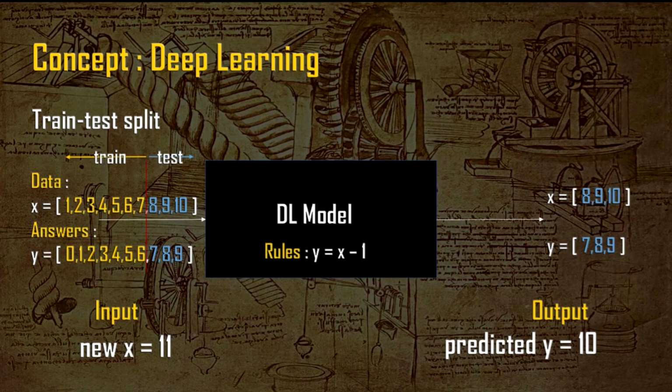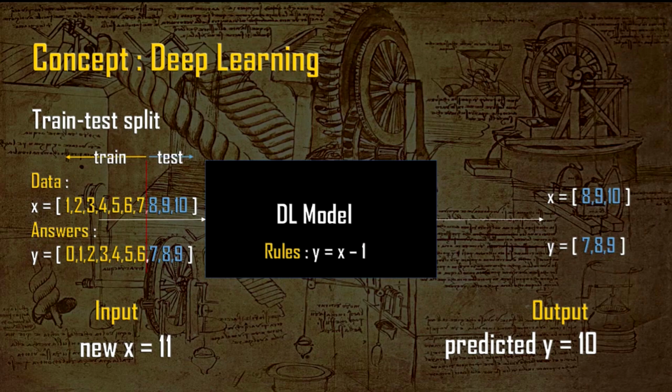Then we compare it with the test answers, and from that we get a percentage of how accurate the prediction is, and then we know that okay, it has predicted, but it's only 70% accurate or 80% accurate.